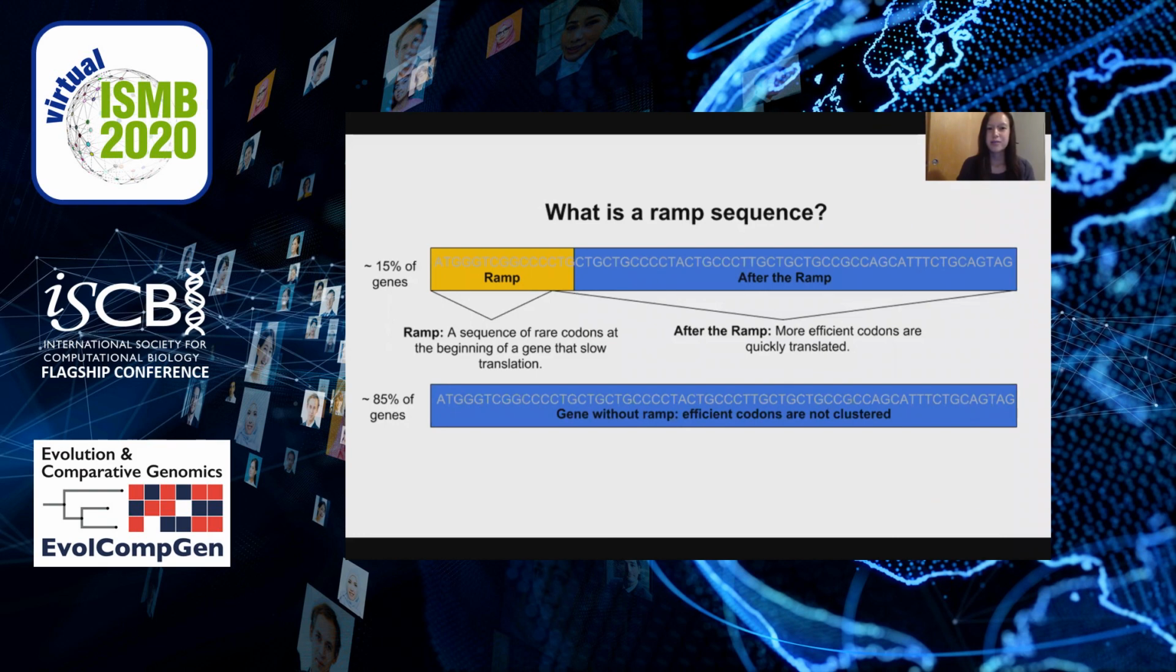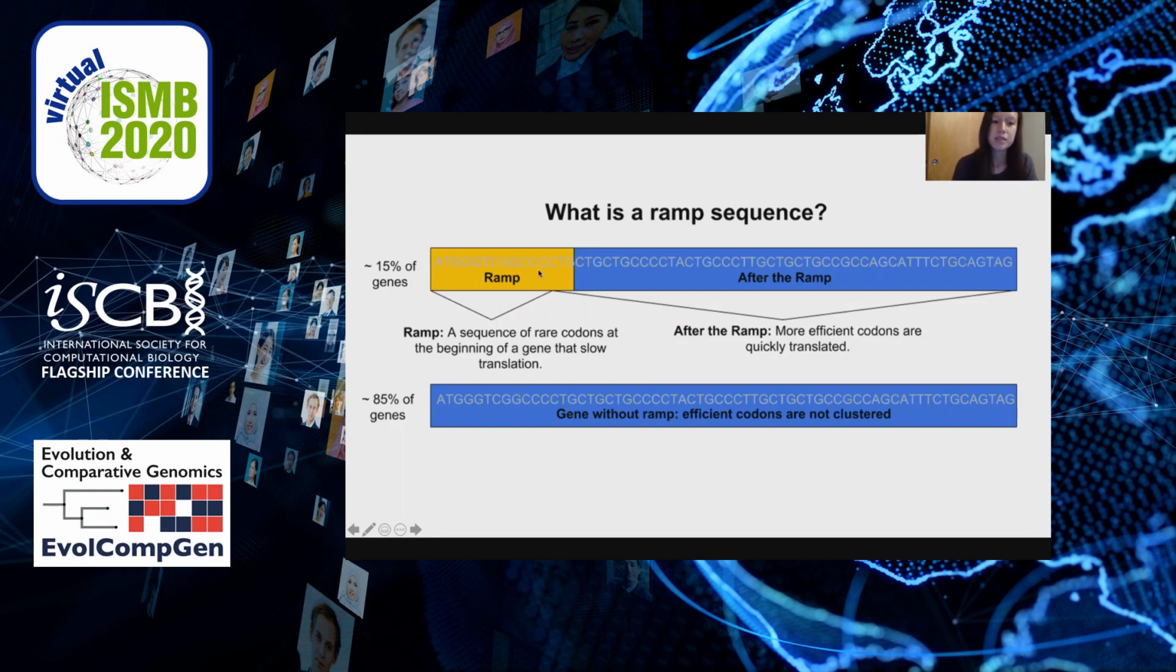So first off, what exactly is a ramp sequence? Well, a few years ago, researchers discovered ramp sequences as a means of regulating gene expression rates. The way that it does that is that many times in genes, at the beginning of the sequence, you'll find rare codons that aren't used very often in the genome that cluster here at the beginning.